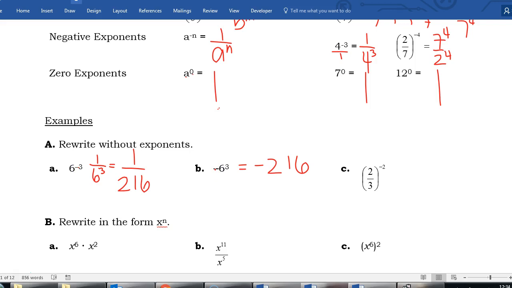And the last one, 2/3 to the power of negative 2. First I'm going to flip it. And then I know 3 times 3 is 9, and 2 times 2 is 4.